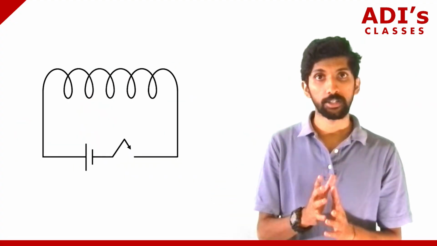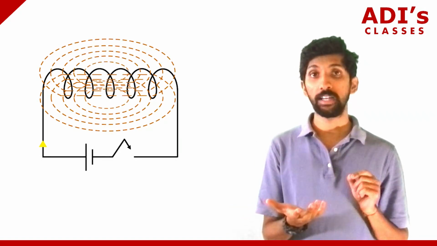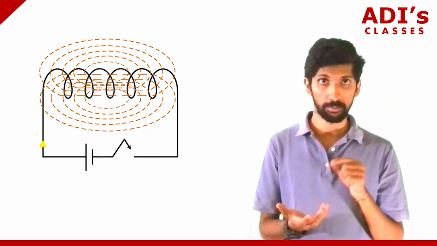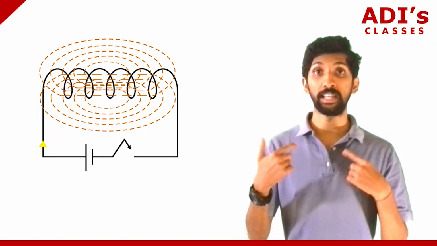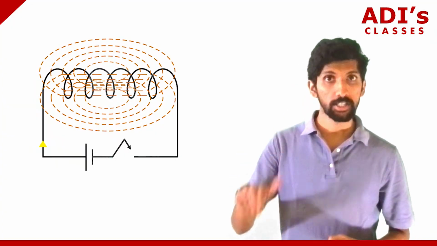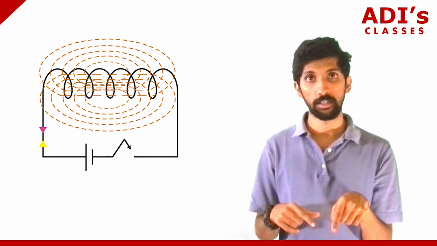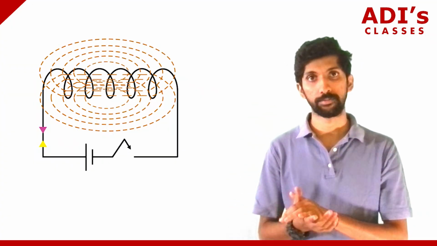Self-induction meaning you have a coil. The magnetic field from the coil is increasing because of the current from the battery. As the magnetic field keeps on increasing, that change in magnetic field will link with the same coil. So that will induce the EMF in the opposite direction.